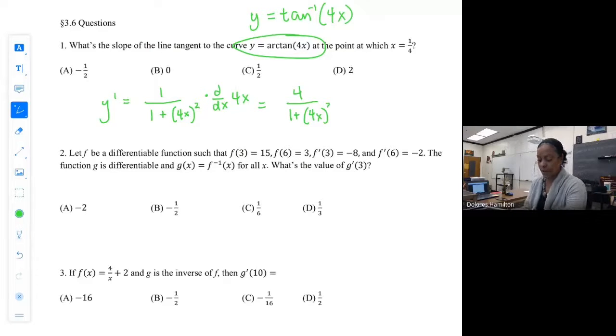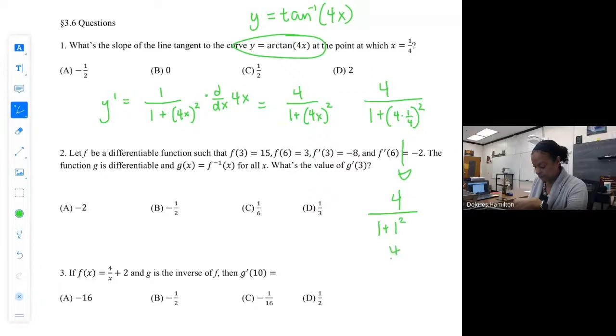That's my y prime. They're asking us, what is y prime when x is 1/4? So now I'm plugging in 1 plus 4 times 1/4 squared. Bringing it down here, that's 4 over 1 plus, oh, that's just 1 squared. 4 over 2. So my answer is D.